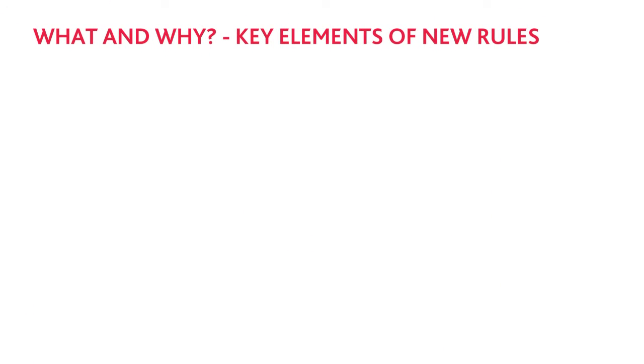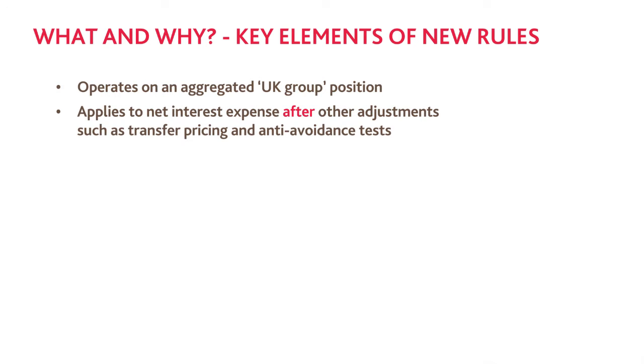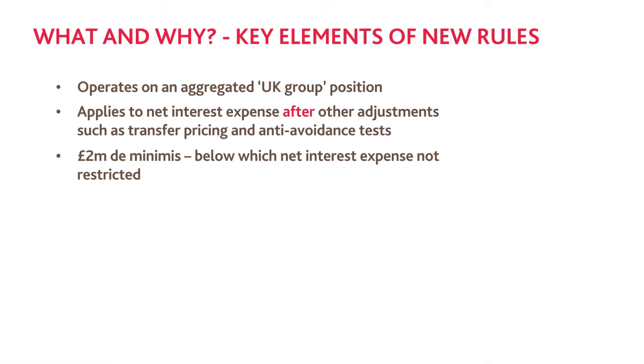The rules will operate on an aggregated UK position of all UK members of each group, requiring a schedule to be prepared showing all relevant figures. The rules focus on net interest expense, which is calculated as interest expenses less interest income. Rather than any sort of SME exemption, the rules will not reduce UK net interest expenses for a group below the £2 million de minimis level.